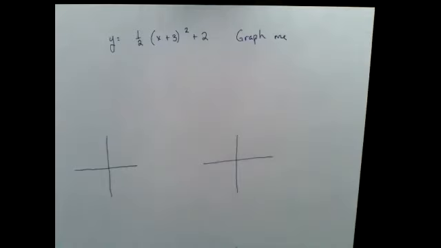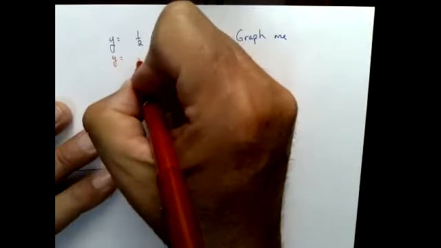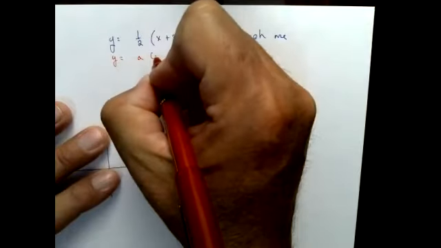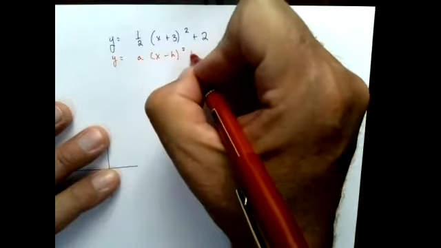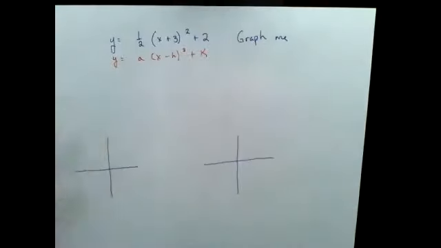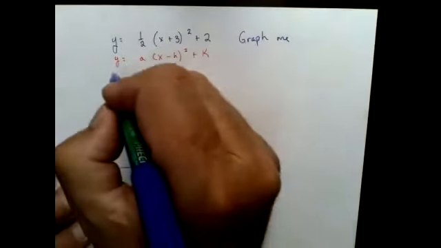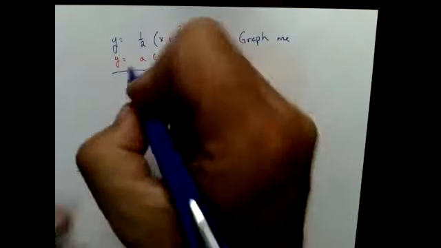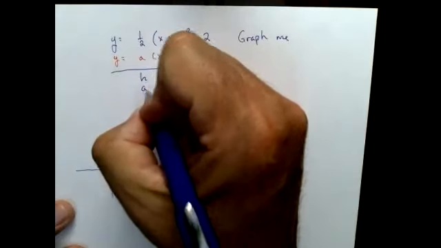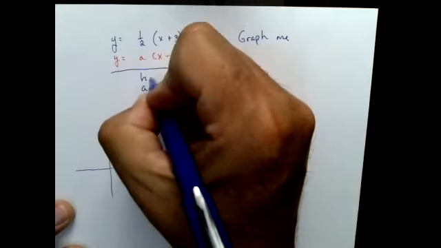Graph y equals 1/2 the quantity x plus 3 squared plus 2. I'm going to write down y equals a(x minus h) squared plus k. That minus h and that plus k were important. From there, identify h, a, and k.